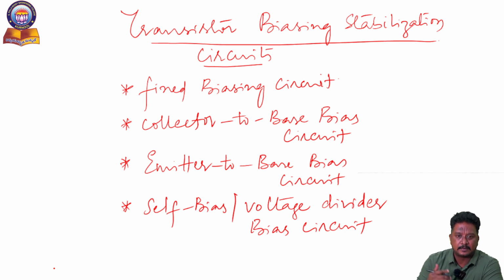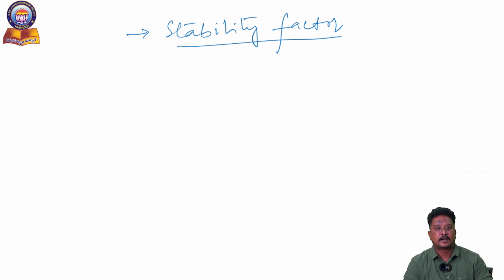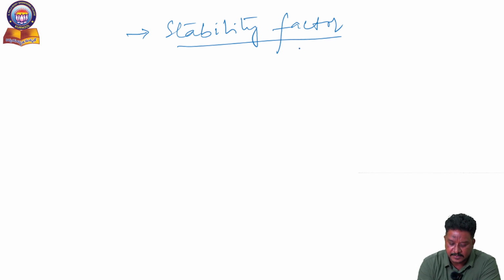What is the stability factor? How can we define the stability factor, and how can we find out the stability of any circuit? We will go for the basic definition of stability factor. Stability factor: it is a ratio of change of collector current with respect to change of reverse saturation current. Stability factor is defined by using the letter S.